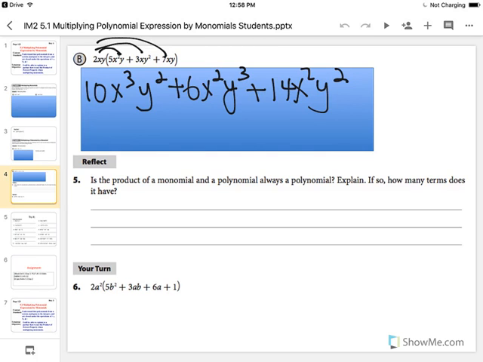Right, and let's go to our reflection number 5. Is the product of a monomial and a polynomial always a polynomial? Explain. If so, how many terms does it have? Can you guys write the answer for number 5? Okay, the product of a monomial and a polynomial will always be a polynomial. And the second part: if so, how many terms does it have? It has as many terms as the polynomial. Can you guys try out number 6, and I'll give you the answer in a minute.